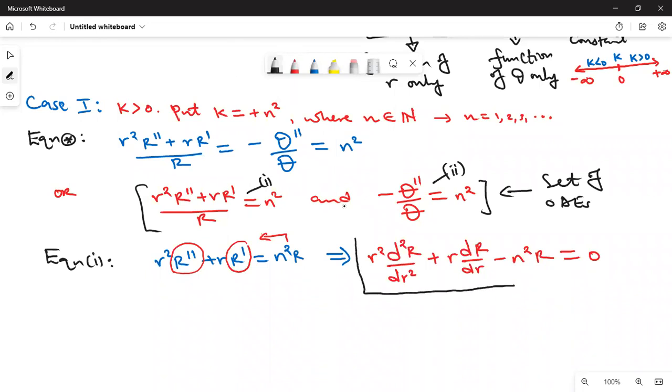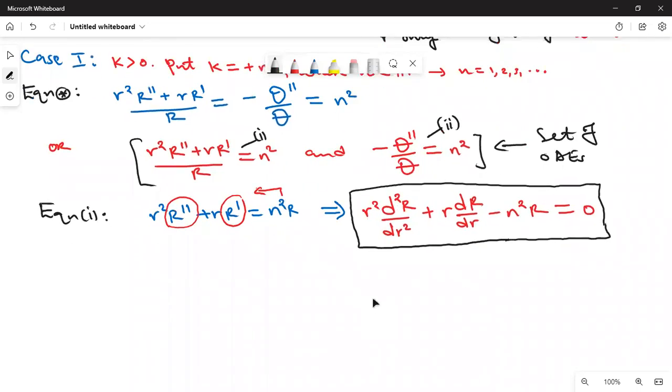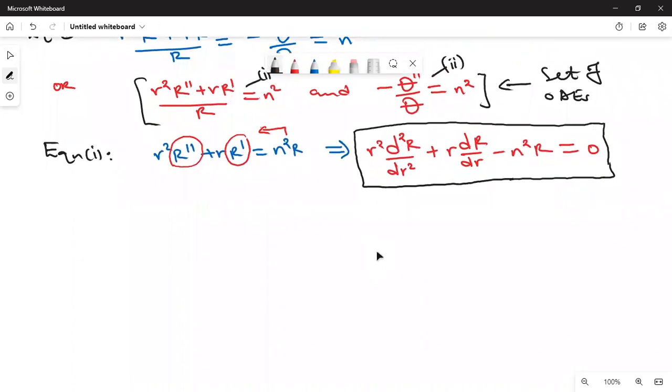This is a second order ODE with variable coefficients. How do we solve it? If you look at that equation, you realize that it is of the Cauchy-Euler type. So this is a Cauchy-Euler ODE.